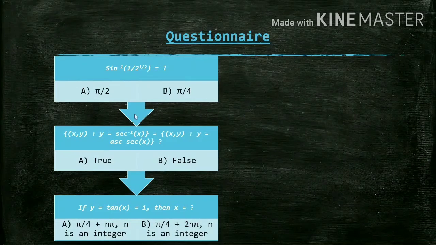Okay, so again we have the three questions. First one is asking you to find the value of sine inverse of 1 by root 2, giving you two options. Second one is asking you whether this set equals this set, true or false. And the third one says that y is equal to tan of x equal to 1, then what would be the value of x in general. I told you the method earlier, how to find the value in general.